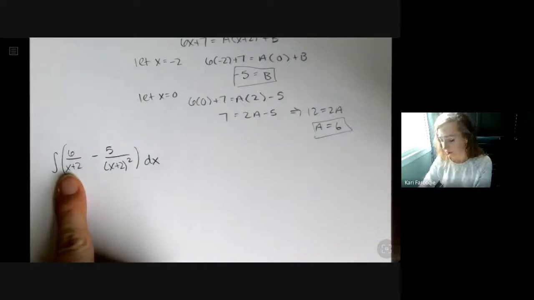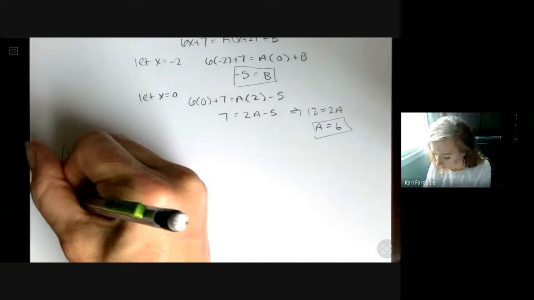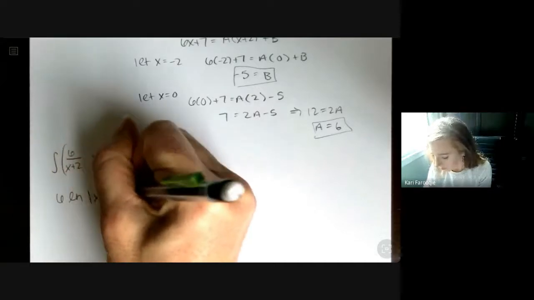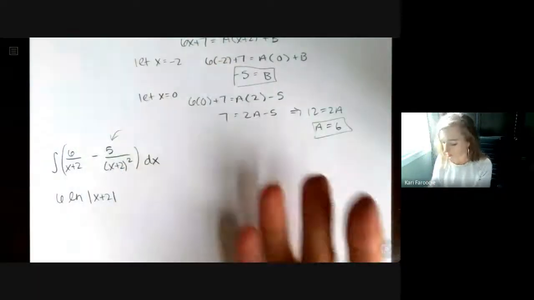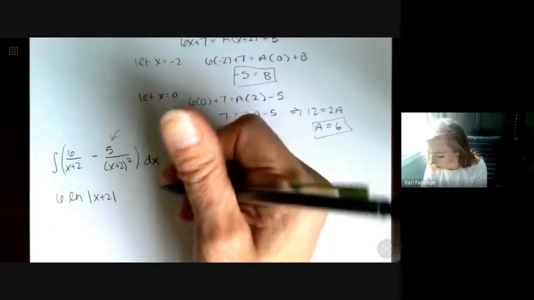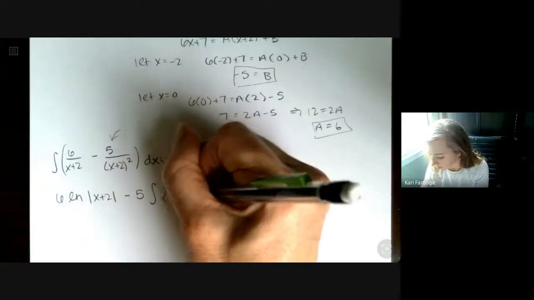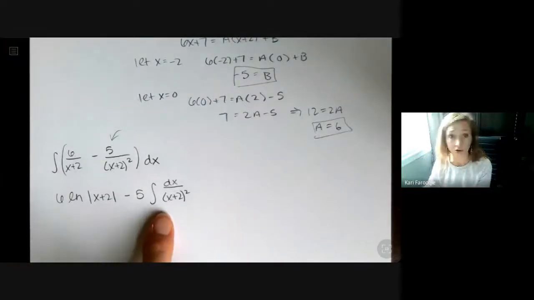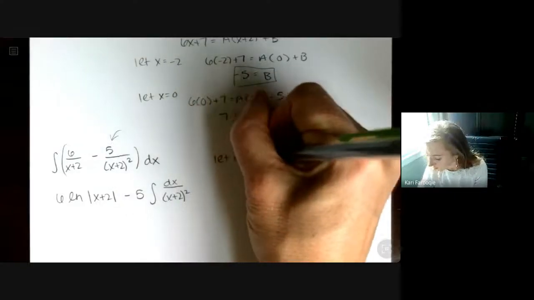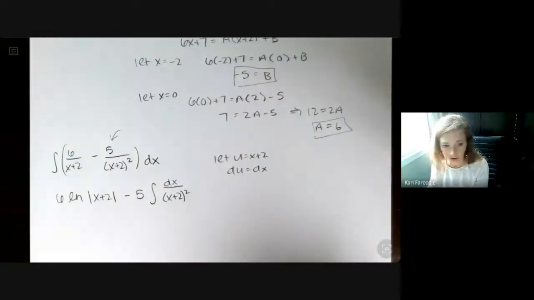Now, for your first integral, you have just a natural log. You have du over u. If u is x plus 2, du is going to be dx. So you'll have 6 times the natural log of x plus 2. For the second integral, you have a u substitution again, but it's presented a little bit differently. So if you want, you can write this as -5 times the integral of dx over x plus 2 quantity squared, and then we'll just work on this integral separately, but this is a Calc 1 integral. So you're going to let u be x plus 2, du is dx, which is exactly what you have.